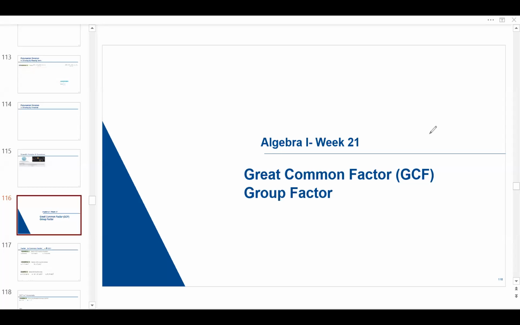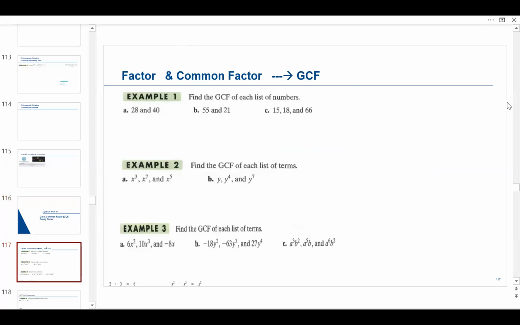So this week we focus on the greatest common factor and factoring by grouping. Just factoring, you guys definitely learned factoring before. All right, so let's go see some common examples. You definitely learned in pre-algebra or even earlier about common factors or the greatest common factor.